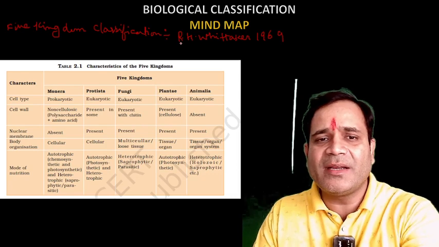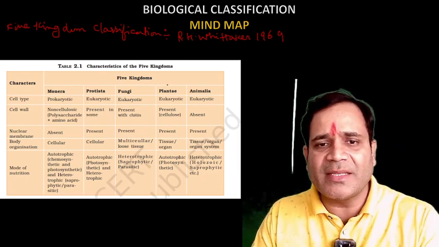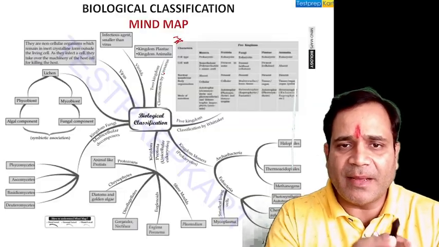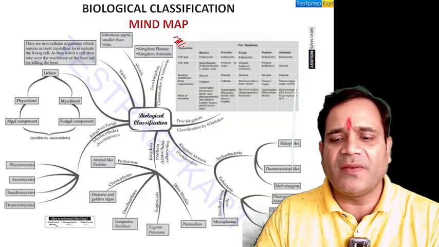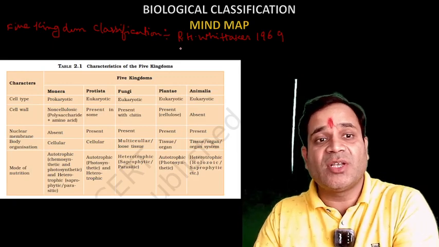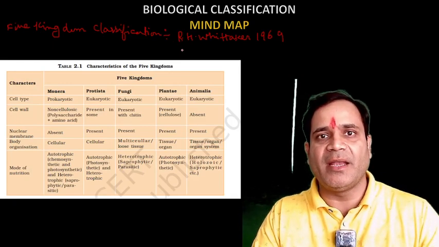So I've put it here, what is given in the NCERT, fully NCERT. This one is the table that is given here in the mind map. Okay, this is the mind map that is given here, so that you can easily visualize what is given there in the mind map, right?